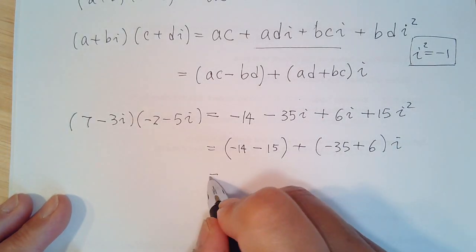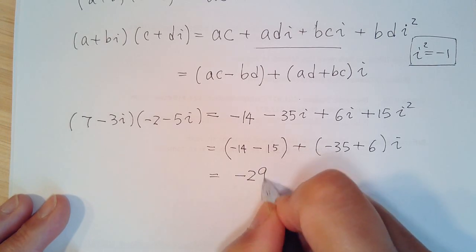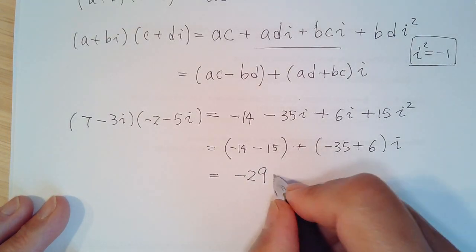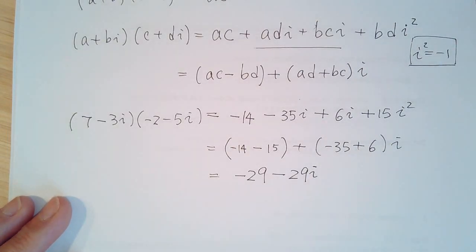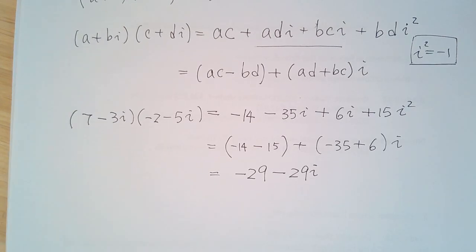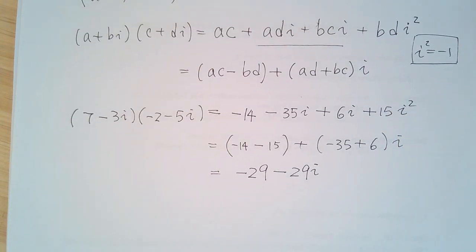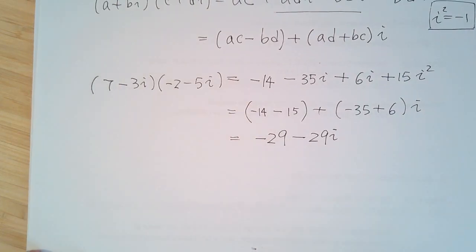All right, now the last step, negative 14 minus 15, I get negative 29. And here, negative 35 plus 6 is also negative 29i. That's my answer. Okay, so once you have two complex numbers multiplied by each other, you can just use a FOIL method, and be careful, the last step, that i squared, the last product, i squared is negative 1. So that's why you don't have the i squared in your answer here.